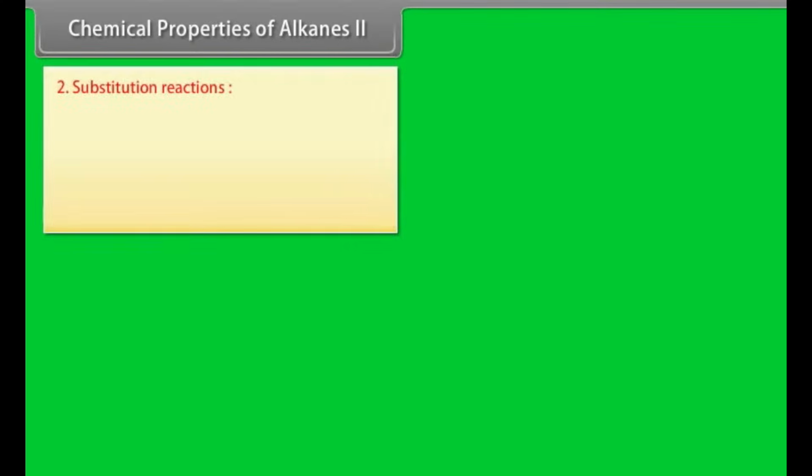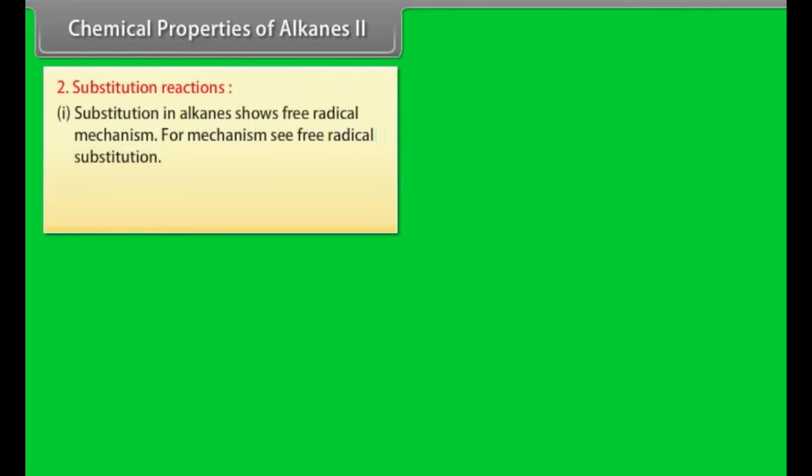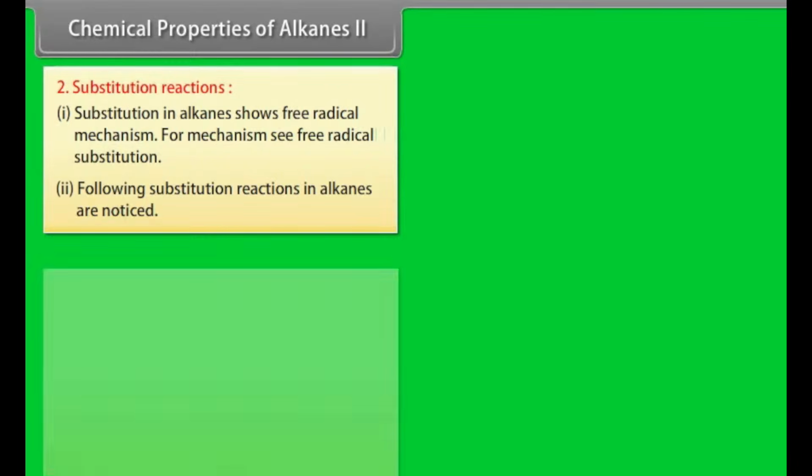Chemical properties of alkanes, Part 2. Substitution reactions. Number 1. Substitution in alkanes shows a free radical mechanism. For the mechanism, see free radical substitution. Number 2. The following substitution reactions in alkanes are noticed.